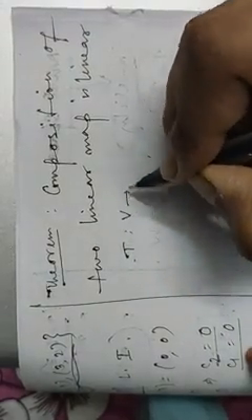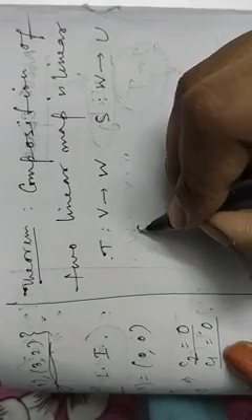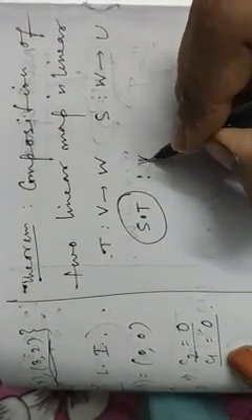Proof is very easy. Considering the previous one, let T from V to W and S from W to U be two linear mappings, and then we are considering their composition S composition T. Now we need to prove this, obviously from V to U, is linear.